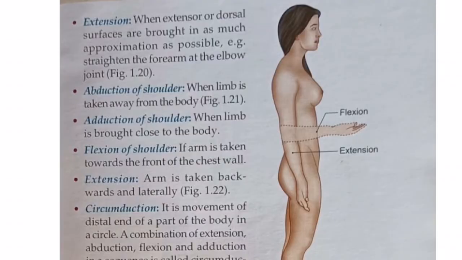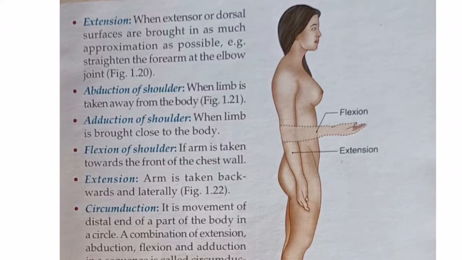Next, coming to the extension. When extensor or dorsal surfaces are brought together in as much approximation as possible, then that is called the extension position. Okay, abduction of shoulder, when the limb is taken away from the body, that is abduction. Adduction of shoulder, when the limb is brought close to the body.